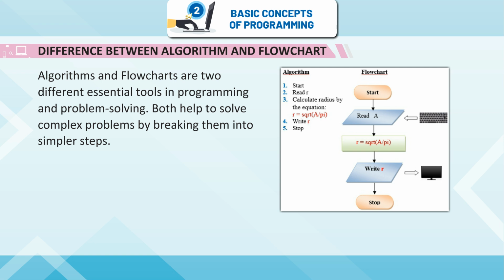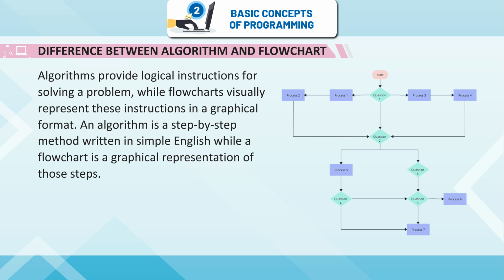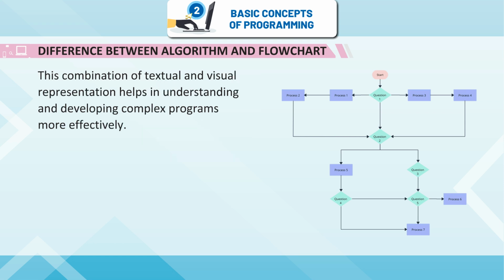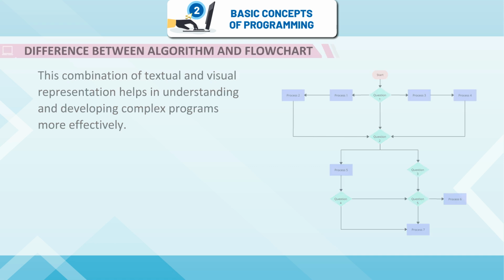Difference between algorithm and flowchart. Algorithms and flowcharts are two different essential tools in programming and problem solving. Both help to solve complex problems by breaking them into simpler steps. Algorithms provide logical instructions for solving a problem, while flowcharts visually represent these instructions in a graphical format. An algorithm is a step-by-step method written in simple English, while a flowchart is a graphical representation of those steps. This combination of textual and visual representation helps in understanding and developing complex programs more effectively.